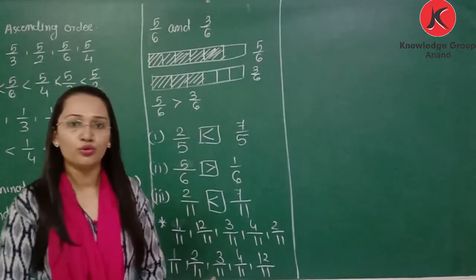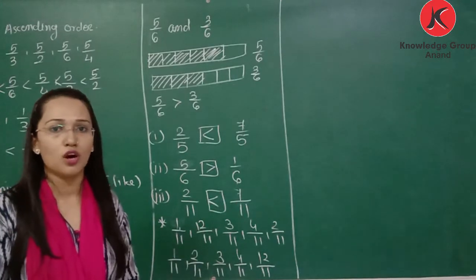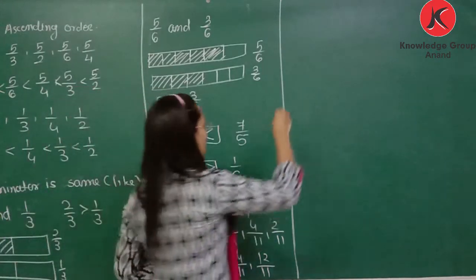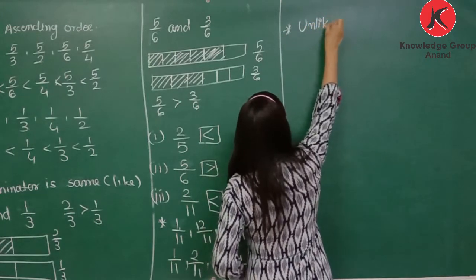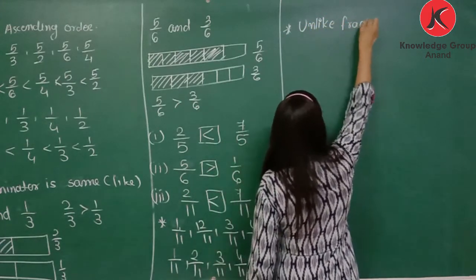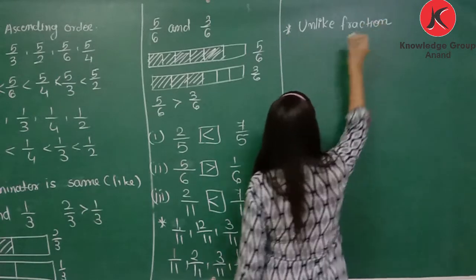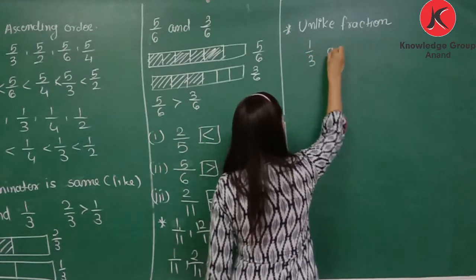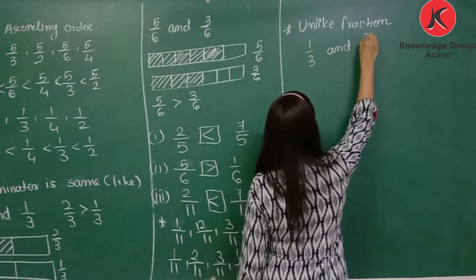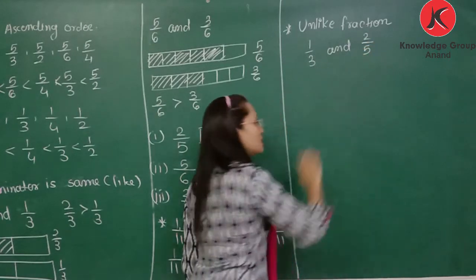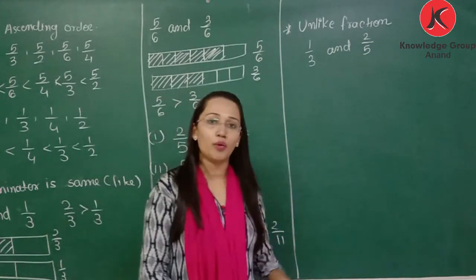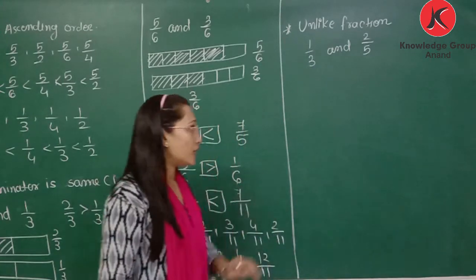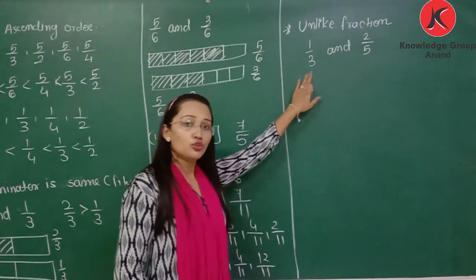Now, sometimes you need to compare unlike fractions. So, let's take some example. If we have 1 by 3 and 2 by 5. Now, you can see both are unlike fractions. Here the numerators are different and the denominators are also different. At that time, what do you need to do?